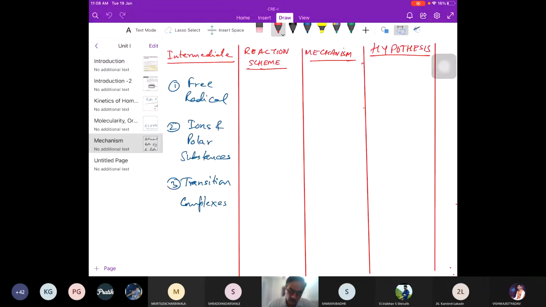Which is now for non-elementary reactions. How do we get the mechanism?